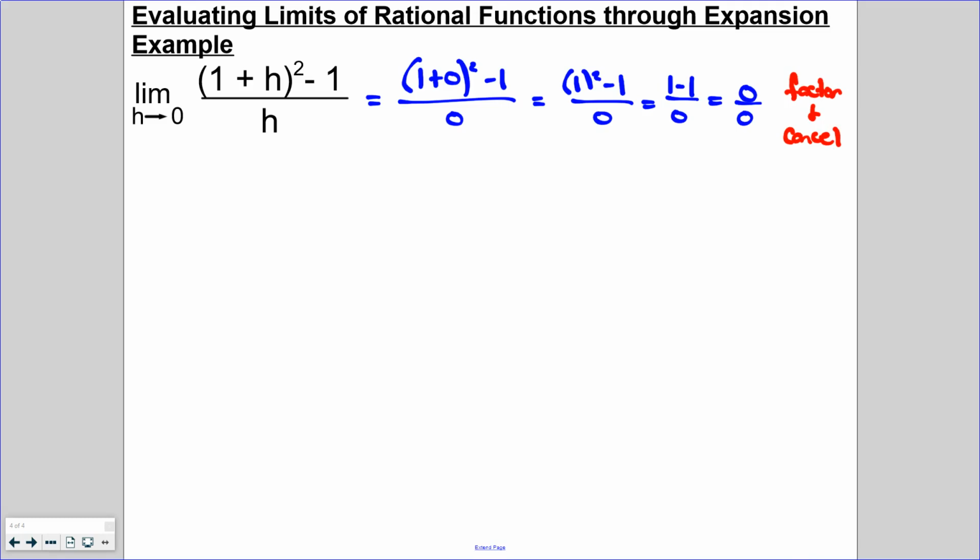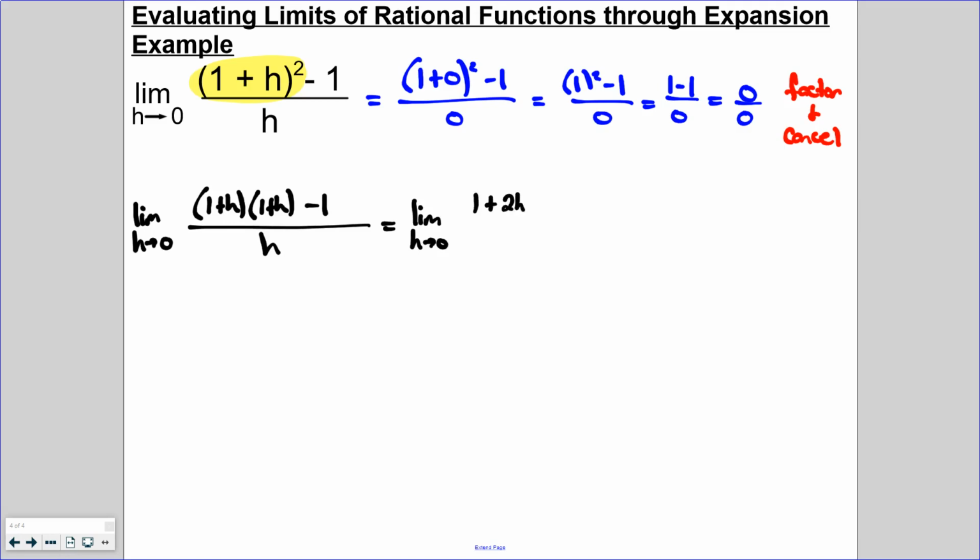But, as we learned from the previous example, we have to expand the expandable part first. So, we'll start off with the original limit as h approaches 0. 1 plus h squared, remember, is 1 plus h times 1 plus h. Please do not square the individual pieces, that is incorrect. And then we'll FOIL the 1 plus h times the 1 plus h to get 1 plus 2h plus h squared after we do some behind-the-scenes simplification, and then minus 1 all over h.